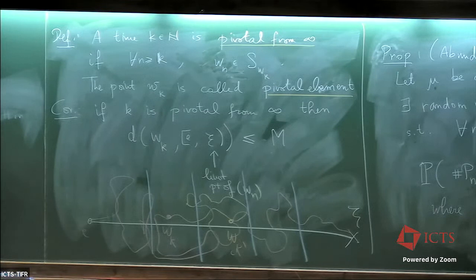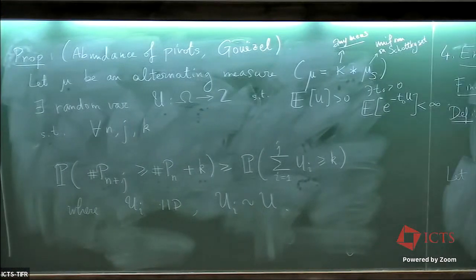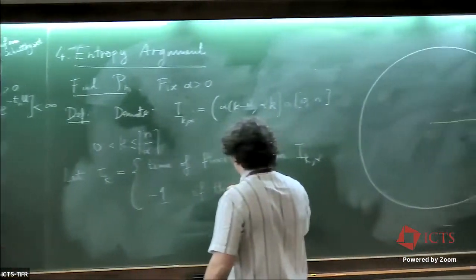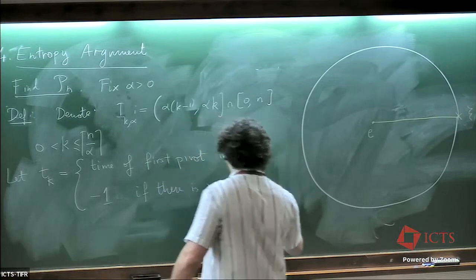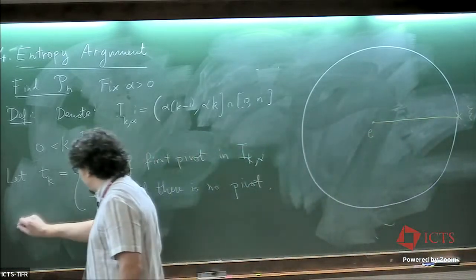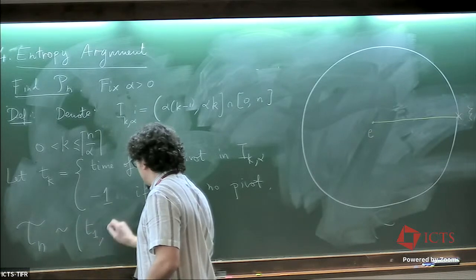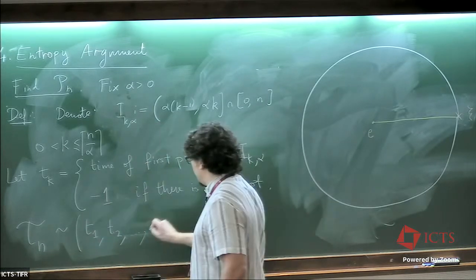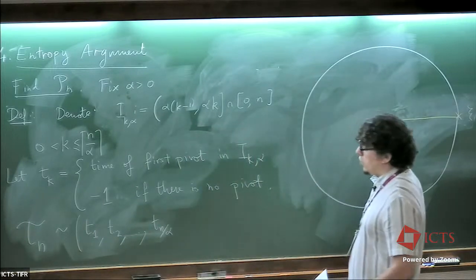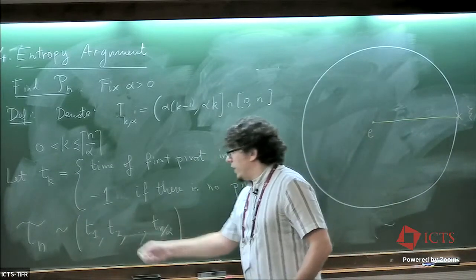So here we pick t_k, the time of the first pivot in I_k. If you see the pivot, we record it; if you don't, let's say minus one, you have some symbol if there is no pivot. And this defines part of our partition. We define the partition tau_n by our pivots t_1, t_2, up to the last one, t_{n/alpha}. So this is some finite amount of data that, if you're given a path, you can check.